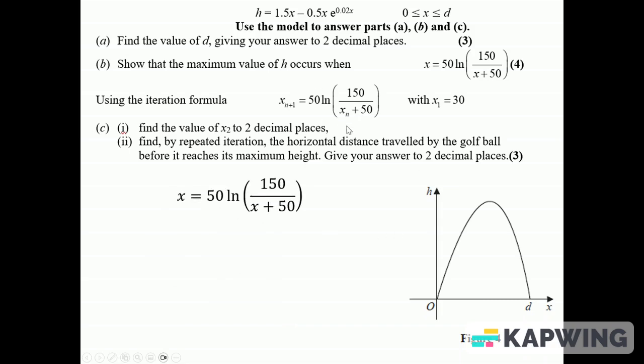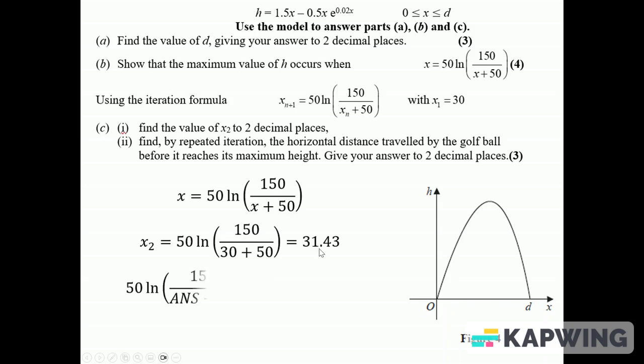And then it says use that iteration formula. The next one is 30, so put 30 in: 50 ln of 150 over 80. That gives me 31.43 to 2 decimal places. Then find by repeated iteration the horizontal distance travelled by the golf ball before it reaches its maximum height. So I want this distance. I've got the first iteration, x2, but if I do 50 ln and then change that 30 into Ans, it'll stick the 31.43 in, and then I'll press equals loads of times for my repeated iteration. It'll eventually settle down to 30.88.